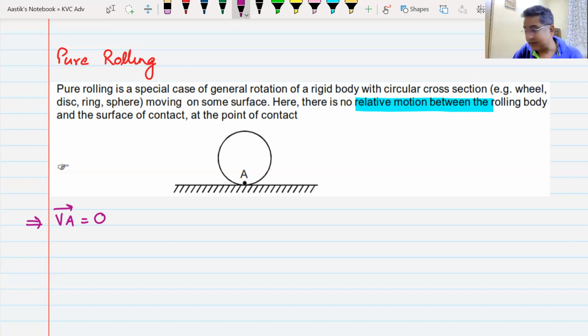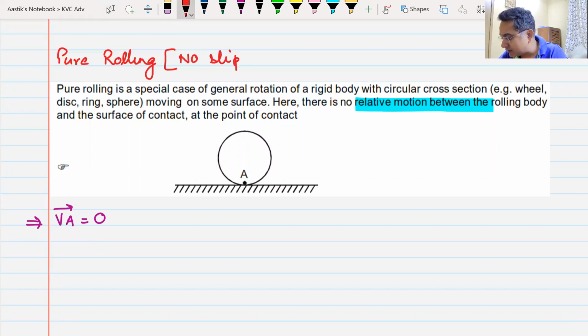Now, this pure rolling was happening with respect to ground, or we can say this pure rolling is a case of rolling with no slipping. And this no slipping will remind you of something that we have already discussed in the questions before. There should not be any slipping between the points. Do we remember no slipping?